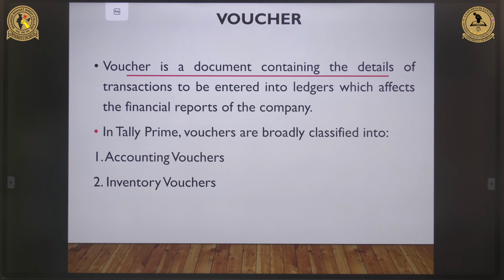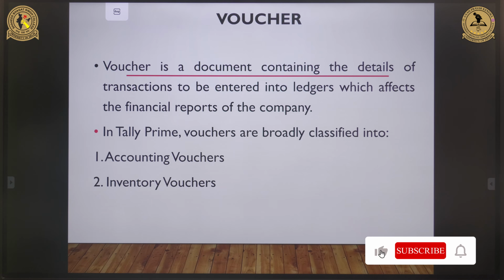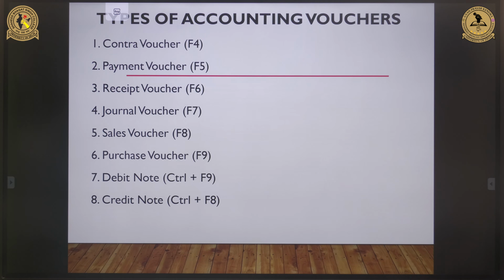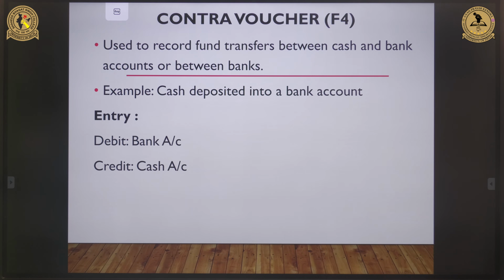There are two categories of voucher, that is the accounting voucher and the inventory voucher. Accounting vouchers are basically used for recording monetary transactions, whereas inventory vouchers are used to track stock related entries. Now, these all are the accounting vouchers. This includes contra, payment, receipt, journal, sales, purchase, debit note and credit note. Now, let's discuss these vouchers one by one.